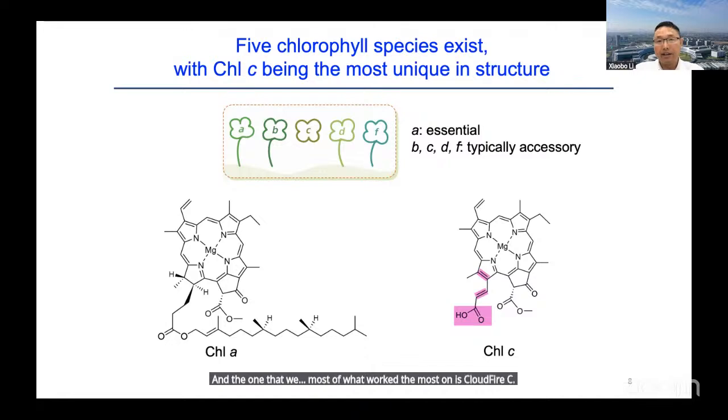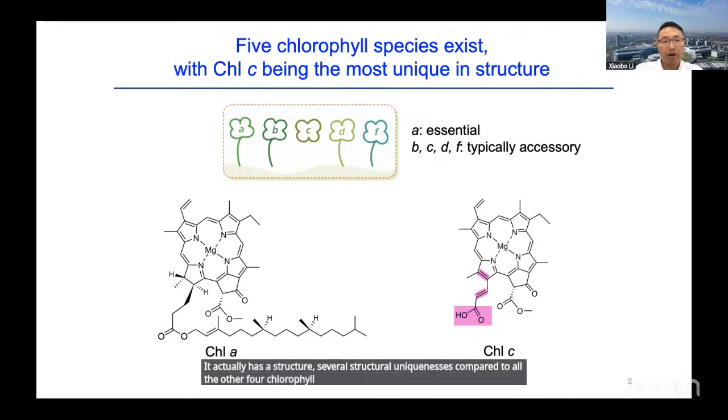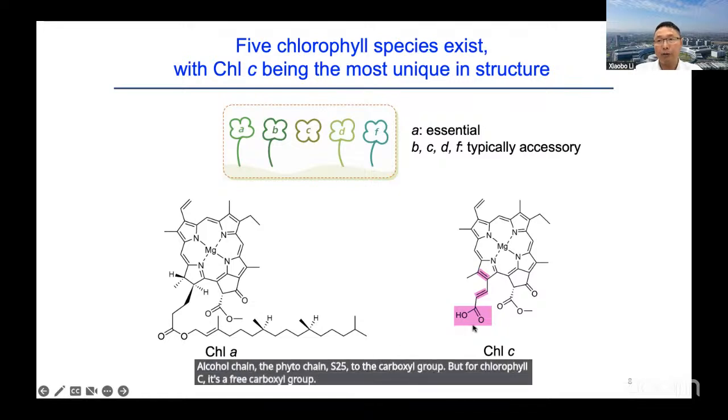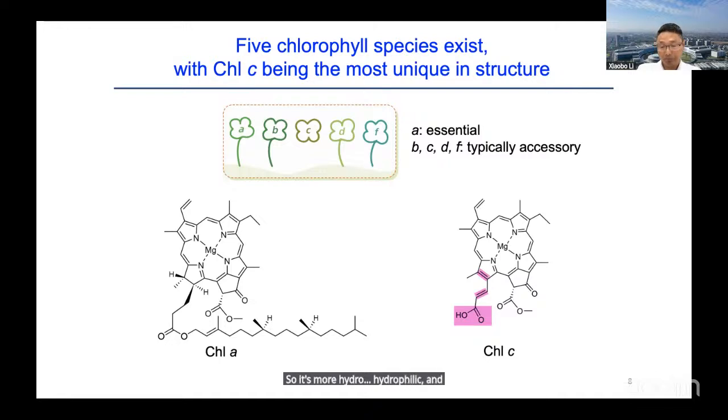It actually has several structural uniquenesses compared to all the other 4 chlorophylls. For example, on the macrocycle ring, there is a single bond in chlorophyll A and the others, but a double bond in chlorophyll C. And on the side chain here, it's also a single bond in chlorophyll A, but a double bond in chlorophyll C. And most prominently, all the other chlorophylls have a long alcohol chain, the phytyl chain, esterified to the carboxyl group. But for chlorophyll C, it's a free carboxyl group. So it's more hydrophilic and it's smaller.